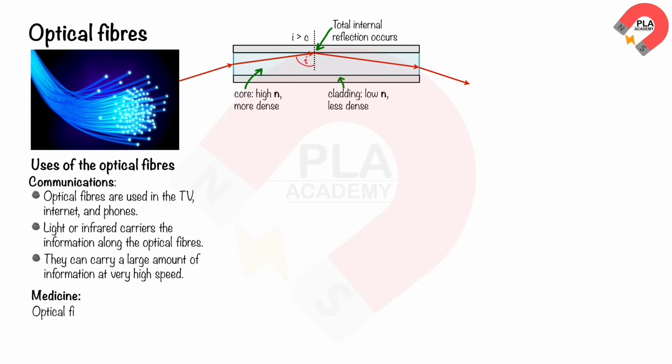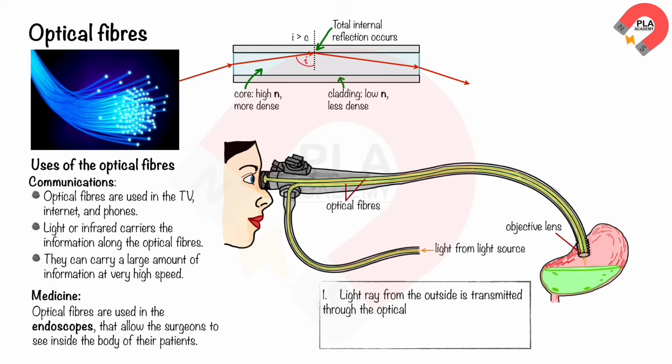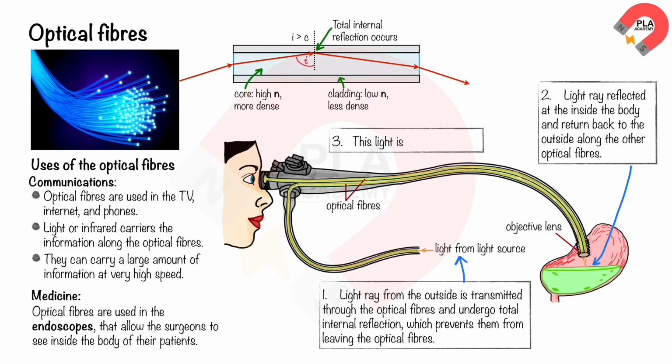In medicine, optical fibers are used in endoscopes that allow surgeons to see inside the body of their patients. Light rays from the outside are transmitted through the optical fibers and undergo total internal reflection, which prevents them from leaving the optical fibers. Light rays are reflected inside the body and return to the outside along other optical fibers. This light is sent to the computer monitor.